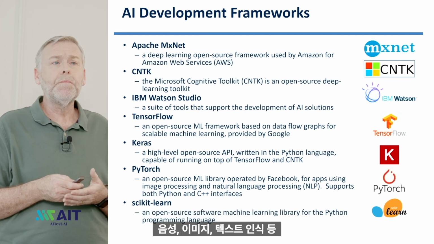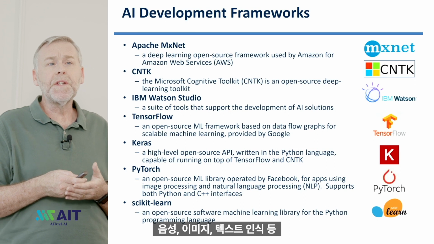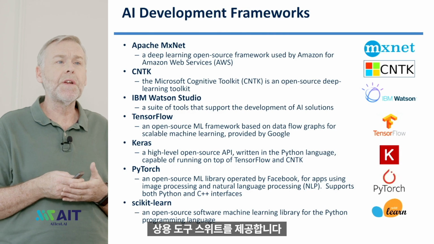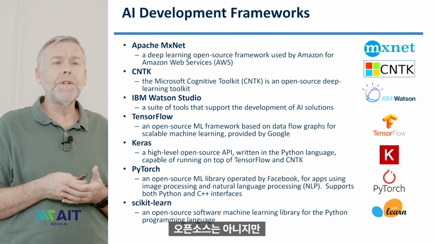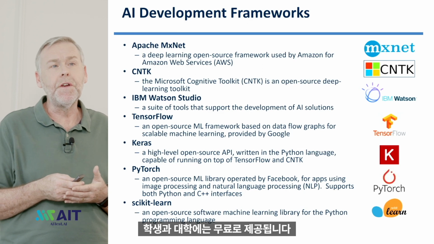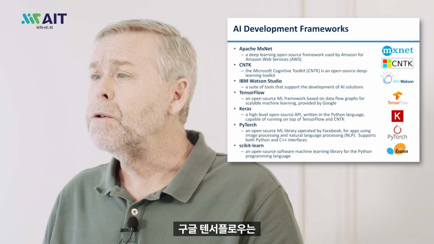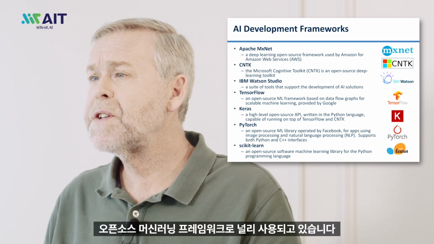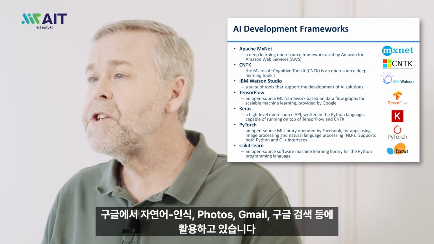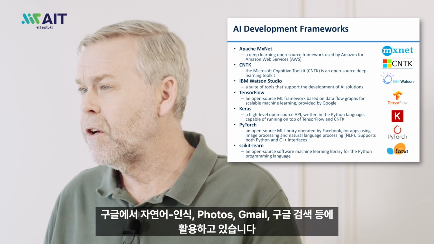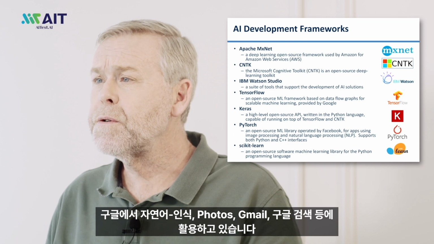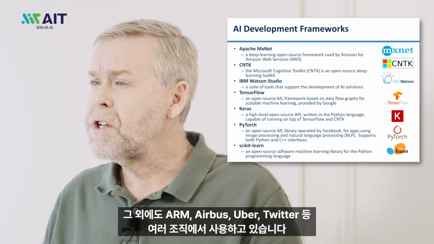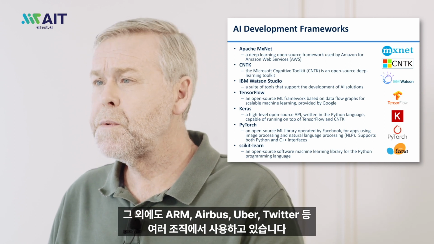IBM Watson Studio provides a commercial suite of tools that support the development of a wide range of AI solutions, such as speech, image, and text recognition. Although not open source, it is provided free to students and universities. TensorFlow from Google is a widely used open source machine learning framework based on data flow graphs for scalable machine learning. It is used by Google for speech recognition in Google Photos, in Gmail, and in Google Search. It is also used by many other large organisations, such as ARM, Airbus, Uber and Twitter.